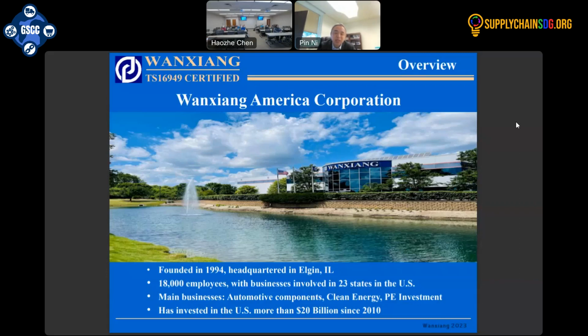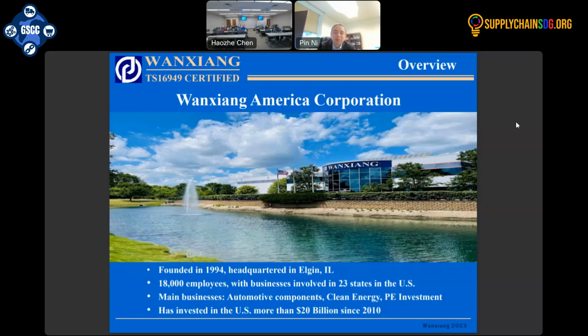Here we say about 20, but depending on any given time, we may have anywhere between 23, 24, 25, 26. Right now, we have operations in 24 different states. The core business for Wanxiang is still automotive components, but we are also involved in clean tech and many other investments, including real estate, high tech, and logistics. In fact, we own one logistics company out of California as well. We have invested a lot of dollars in the United States, and our return has been pretty good, so that's the reason we feel very comfortable to keep investing.